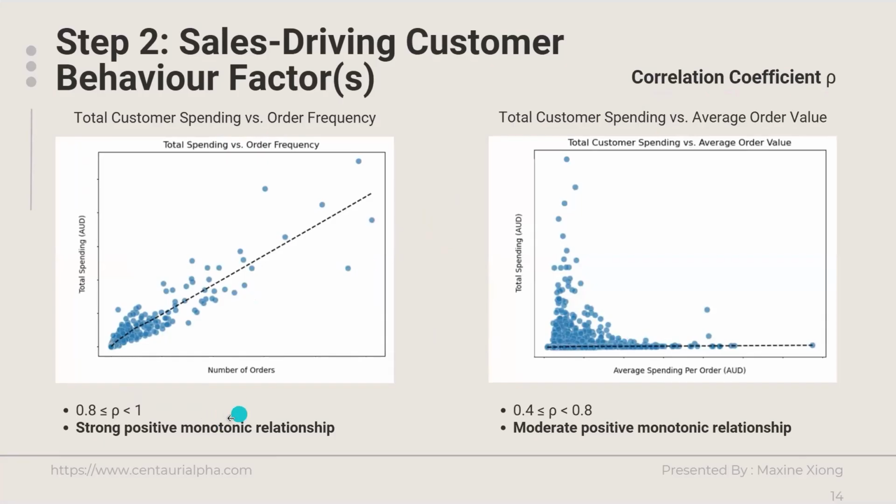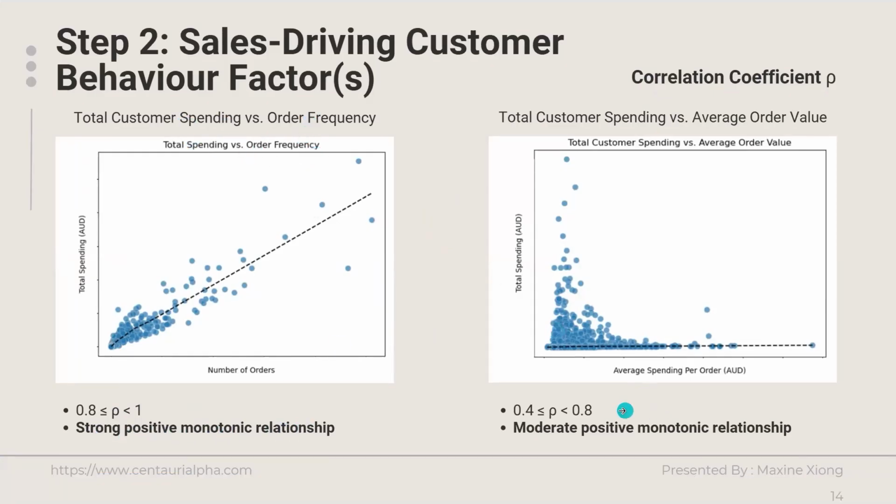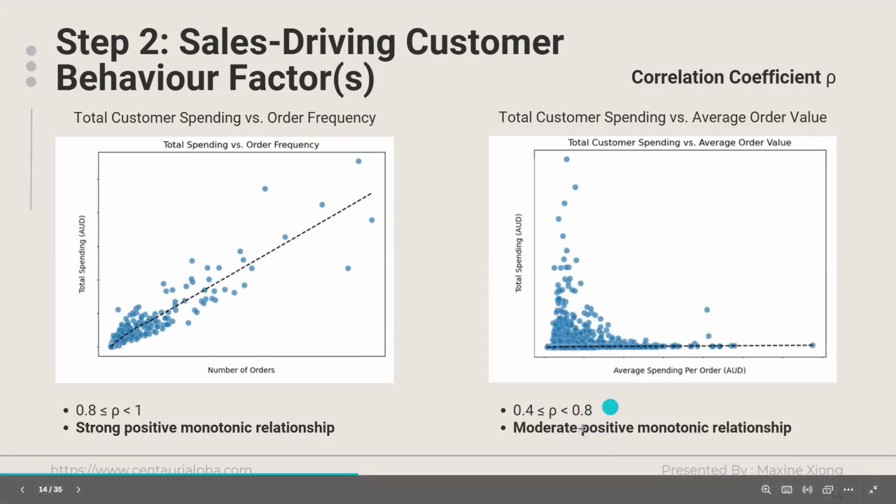In our analysis, we got a correlation between 0.8 and 1, which indicates a strong positive monotonic relationship between total customer spending and order frequency, and a correlation between 0.4 and 0.8, suggesting a moderate positive monotonic relationship between total customer spending and average order value.